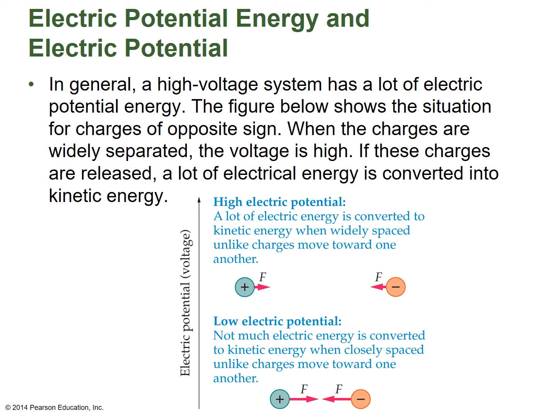into kinetic energy. If the two charges in the second figure are close to each other, and you release them, then you will have a low electric potential because the separation between the positive and the negative charge is smaller than in case 1.